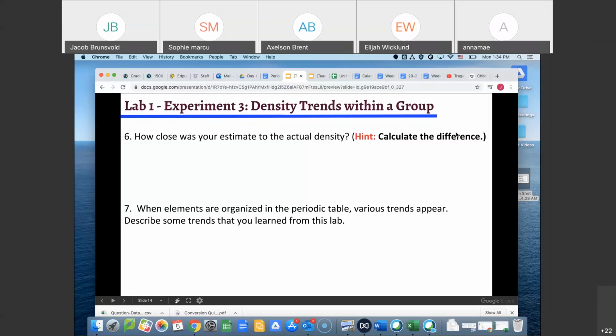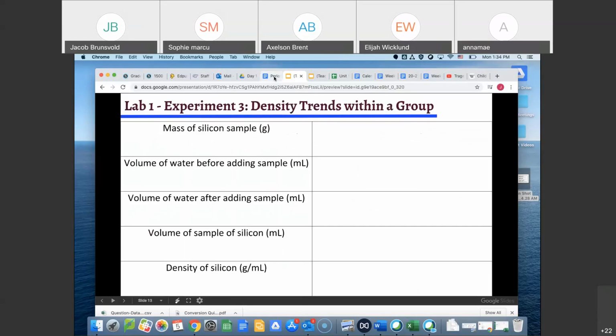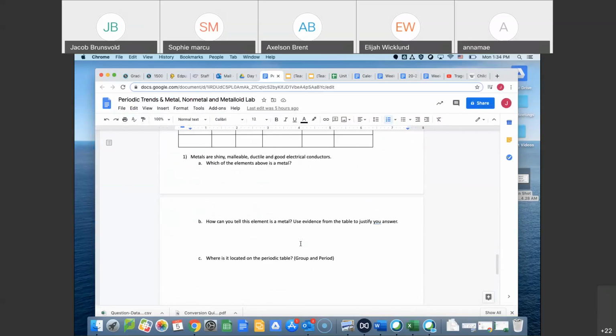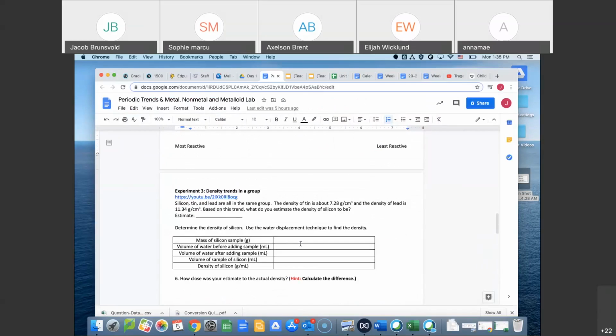How about what was the density trend that you were supposed to get right here? Yeah, the further down you go, the more dense it gets, and that mostly you get that from me telling you. It's not like I actually showed you a lot of data for this, but tin has a density about 7.28. What is the other one? Lead has a density of about 11.34. Yep, up is less dense. That's a good way to say it.